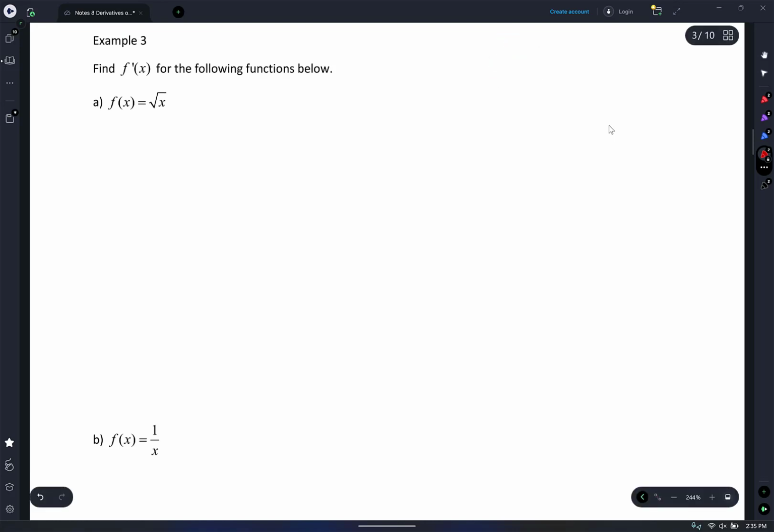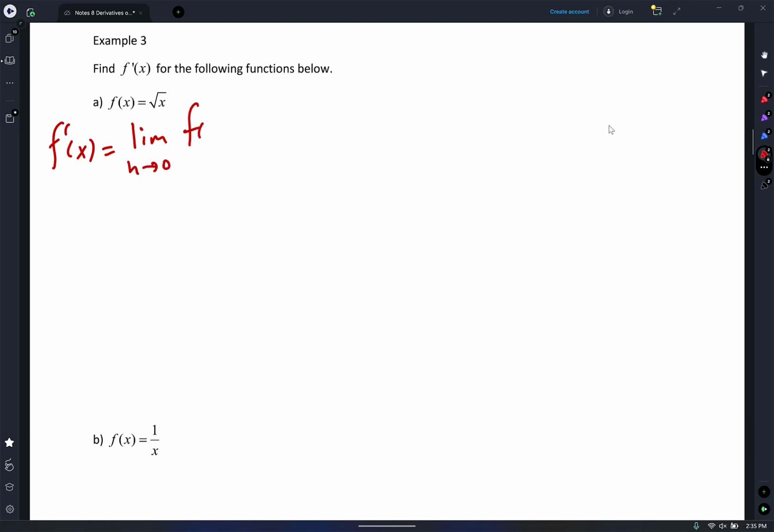All right, so here we go. All we know right now is our little formula. So I'm going to write f prime of x equals limit as h approaches 0 of f of x plus h minus f of x all over h.